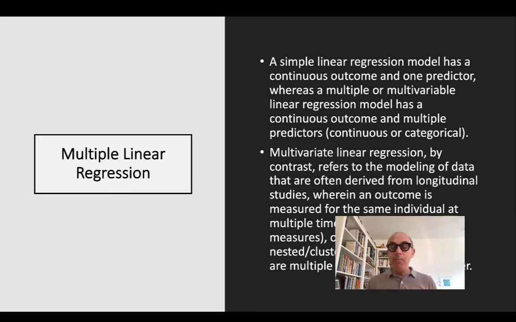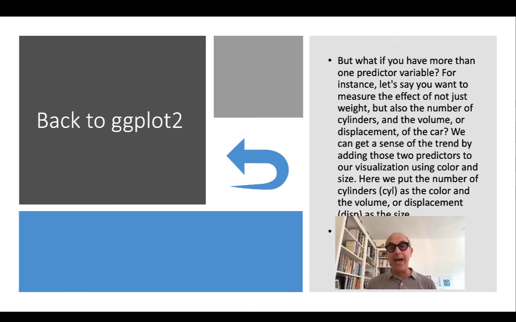Multiple variable linear regression refers to a model of data that is often derived from longitudinal studies, where the outcome is measured for the same individual at multiple points in time. That's how I see it. So we are trying to use time as a component in order for us to do that.